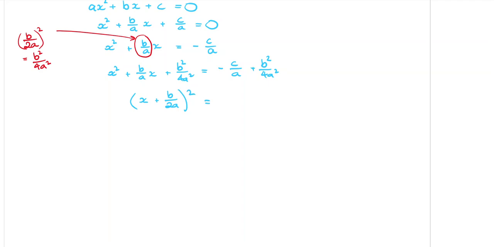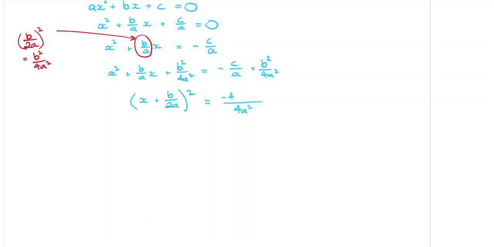On the right-hand side, I want to get a common denominator so that I can put those fractions together. Now, the common denominator would have to be 4a squared, which is what the second fraction already has. The first fraction, I would need to multiply a 4 and another a to the numerator.